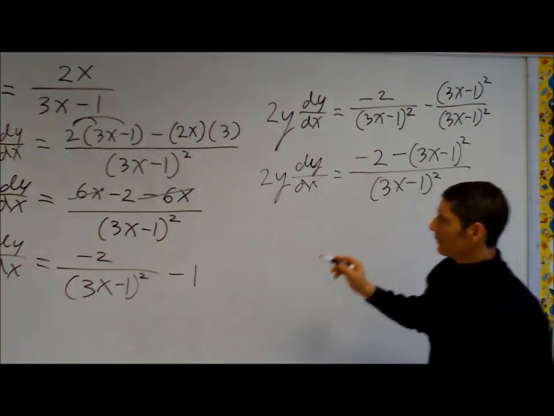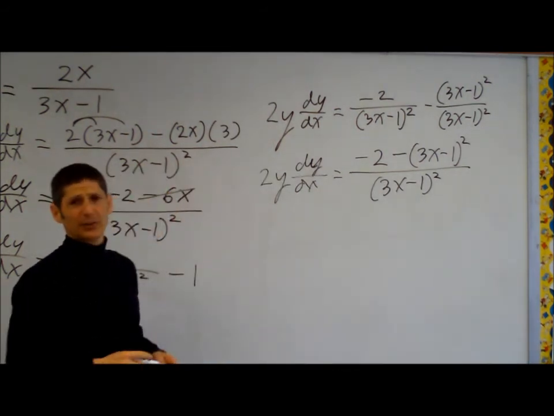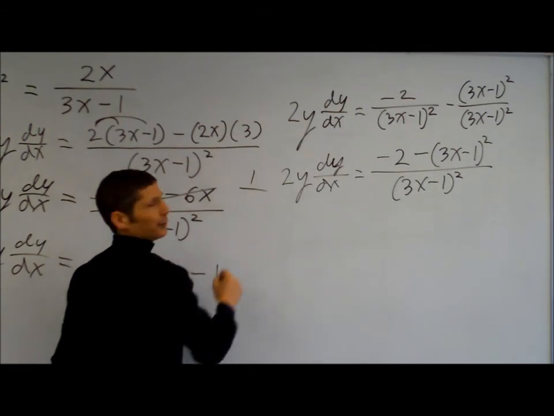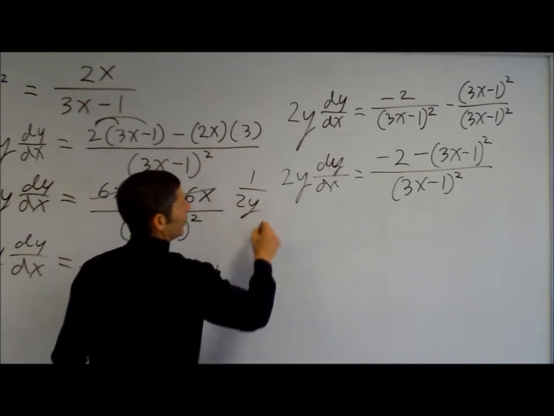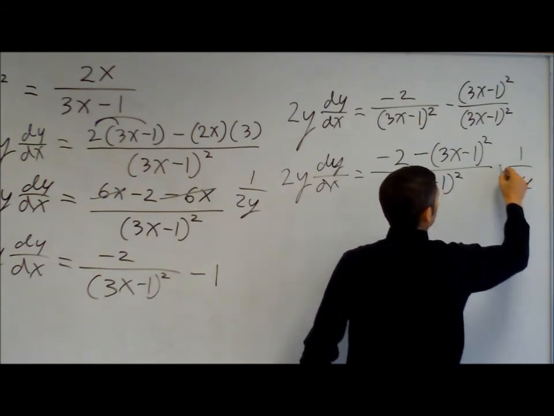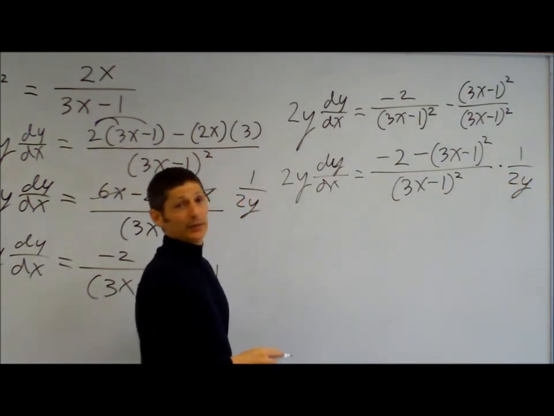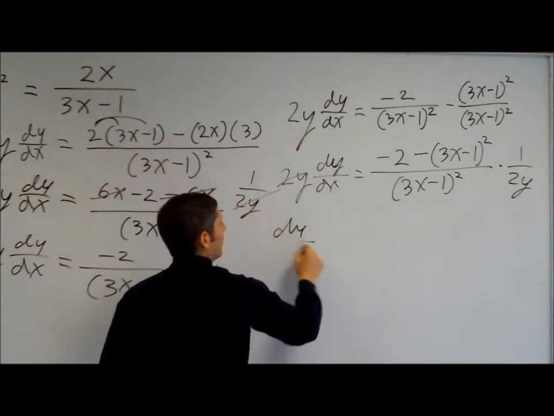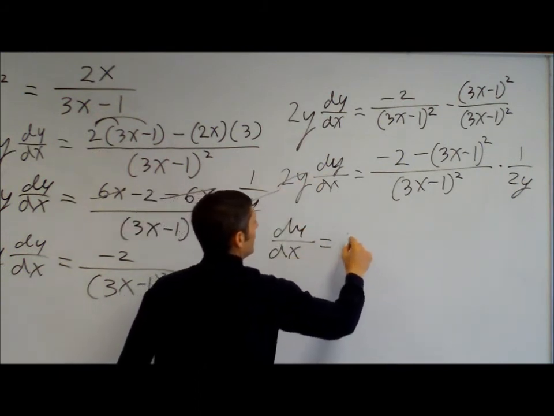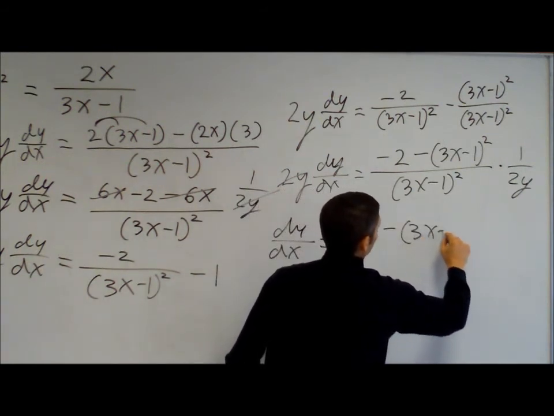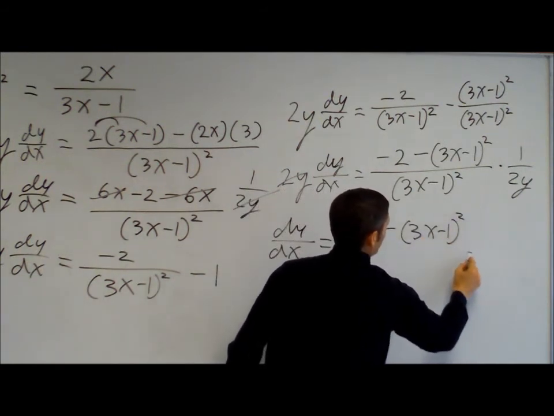Last thing, and I think you did this in the last problem, Ms. Stewart, how do I get rid of this 2y? Well, I'm just going to multiply by the reciprocal, 1 over 2y. I'm really just about done. I'm just going to write my final answer. dy/dx equals -2 minus (3x minus 1) squared.